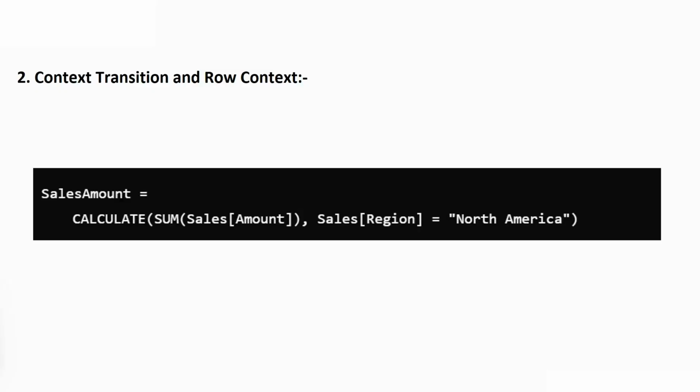For example, in a calculated column, each row has its own row context, but when using CALCULATE, the row context is transformed into a filter context, which affects how the formula is evaluated.